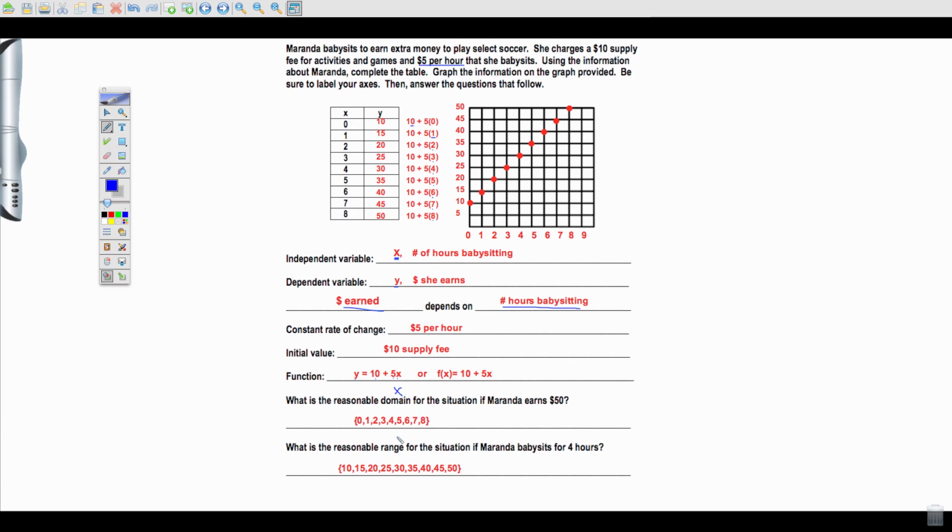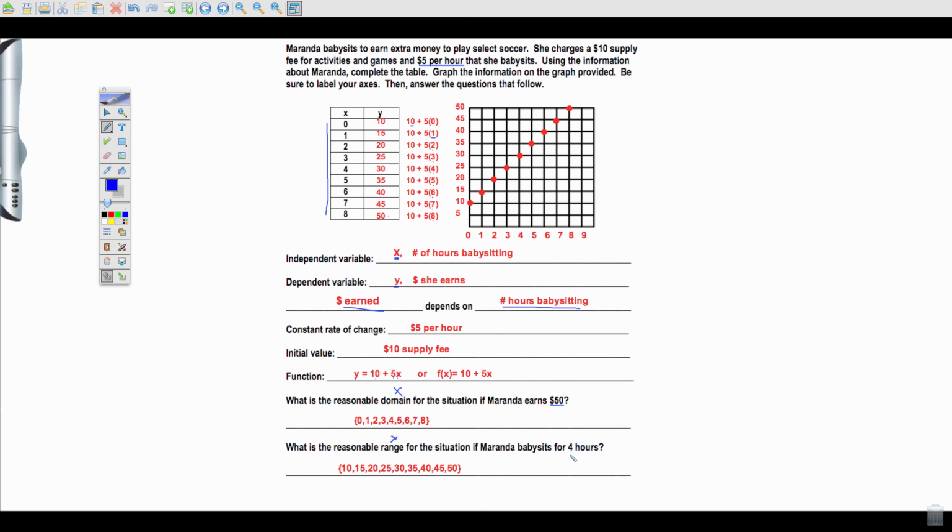All right, domain and range. Okay, domain is x. Range is y. All right, domain. Let's look at our problem. Domain, x values. So look right there, there's your table, there's your x's. Make sure you see that it says, her domain for the situation if Miranda earns $50. So what are the x values that she could make up to $50? That's the last one we get. So the domain, the x values, that's 0, 1, 2, 3, 4, 5, 6, 7, 8.